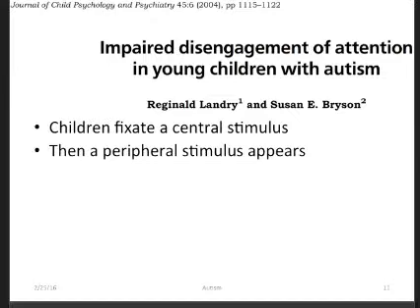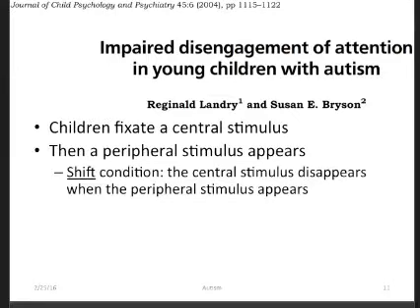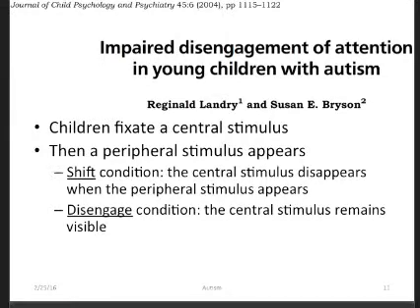To specifically examine sticky attention, Landry and Bryson tested children in 2 conditions. In the shift condition, the central stimulus disappeared as the peripheral stimulus appeared. So here, one can simply shift attention from the center to the periphery because there is nothing in the middle that's keeping attention there. In the disengage condition, the central stimulus remained visible while the peripheral stimulus was presented.